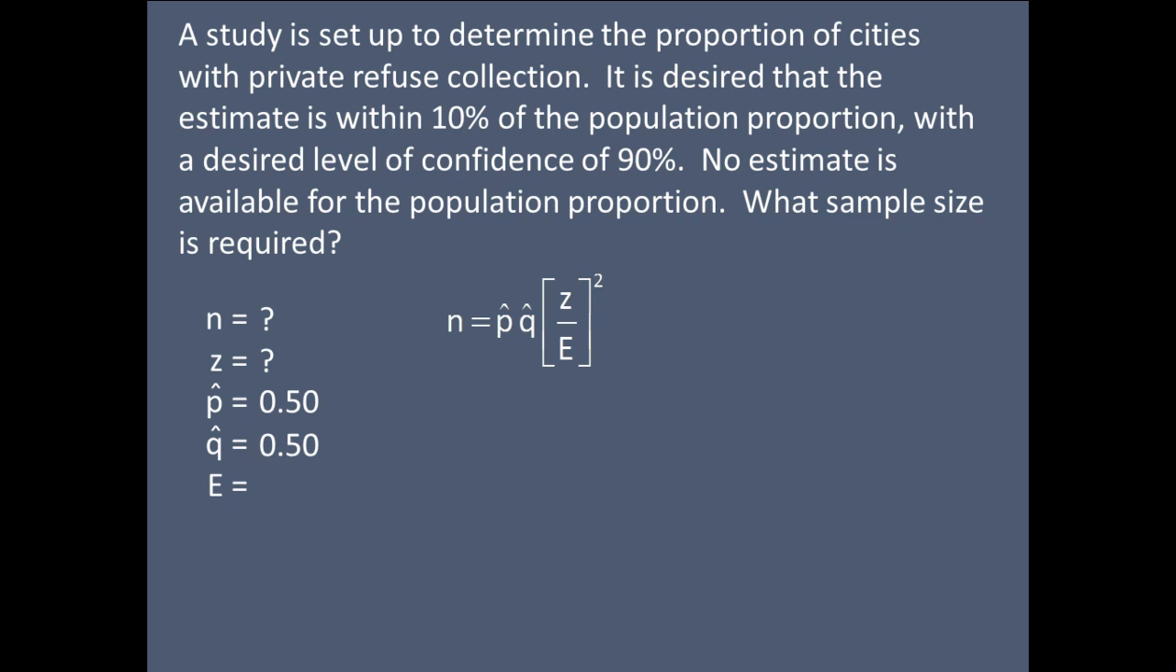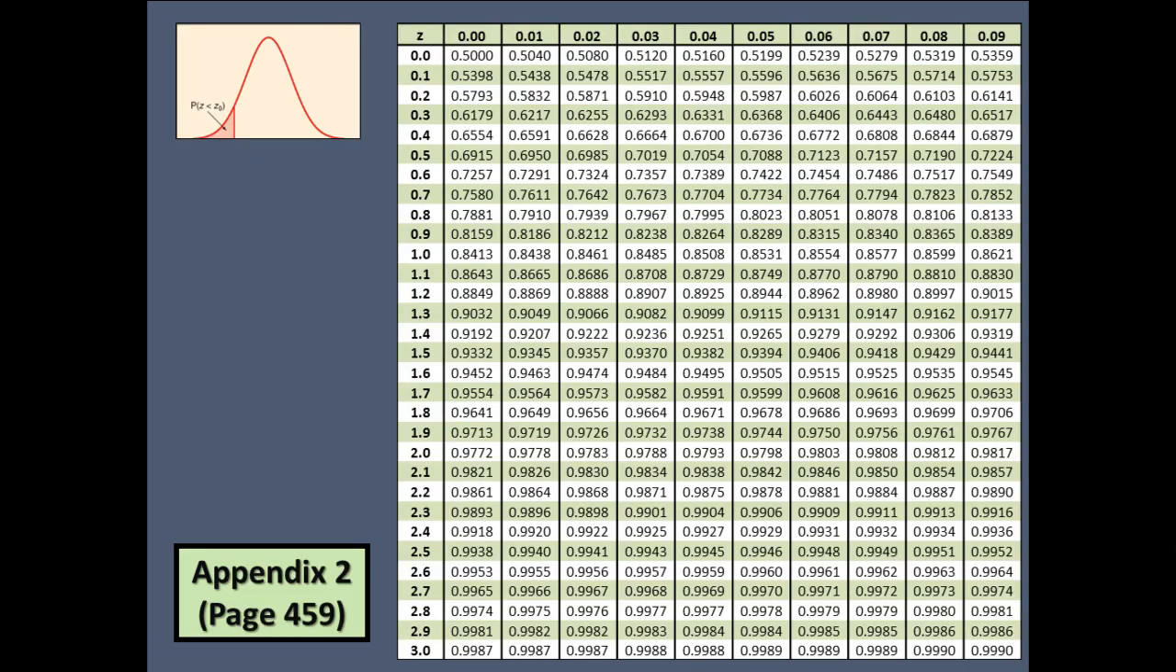Again, the maximum allowable error will always be something that is set out for us within the question. And here, it's told us that we want to be within 10% of the population proportion. So our maximum allowable error is 10%, or 0.1. So the only thing we need now is our z-score, going to our standard normal table. And what probability should we be looking up? Well, we have a 90% level of confidence.